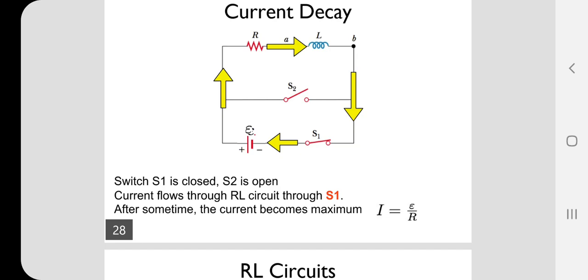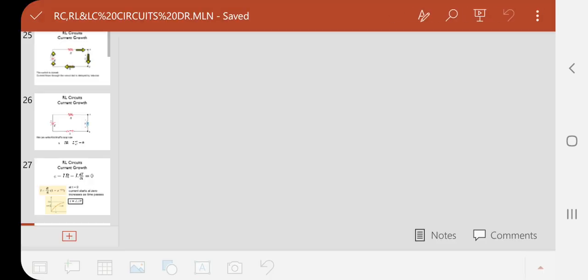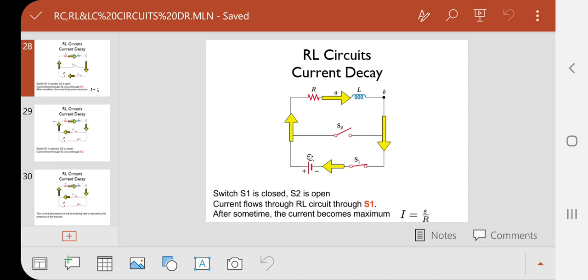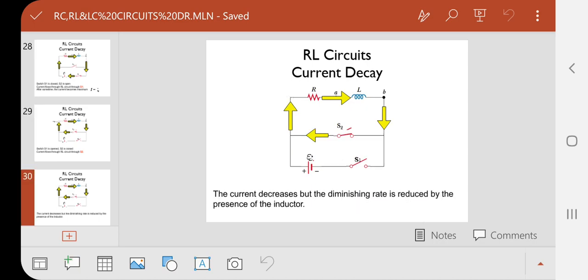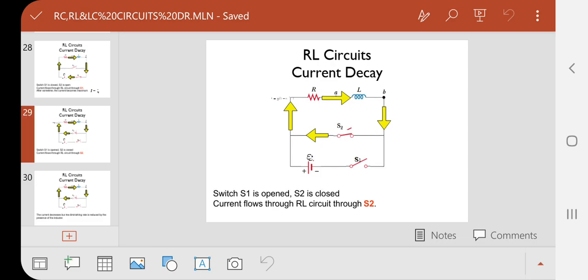So as t tends to infinity, the maximum current flows through this. Here I is equal to V by R. Now we come to this circuit. If you observe, S2 is closed and S1 is open. Switch S1 is opened and S2 is closed, and the current flows through the RL circuit through S2.